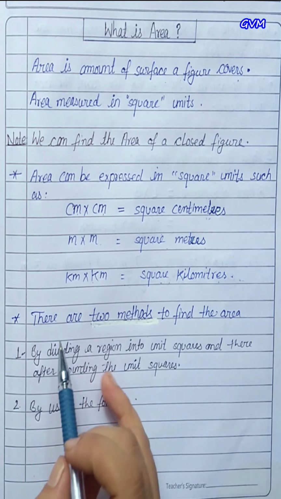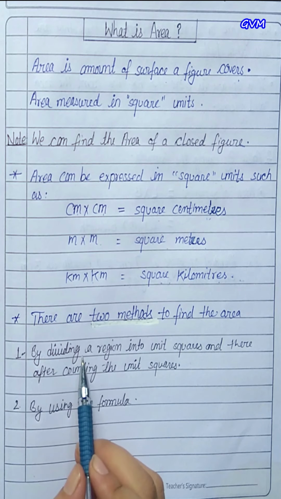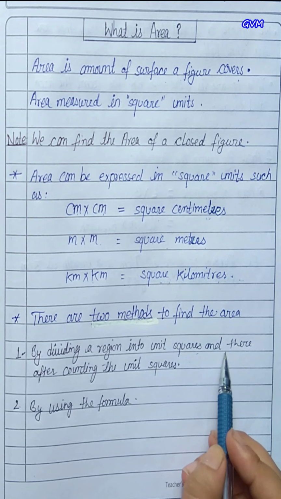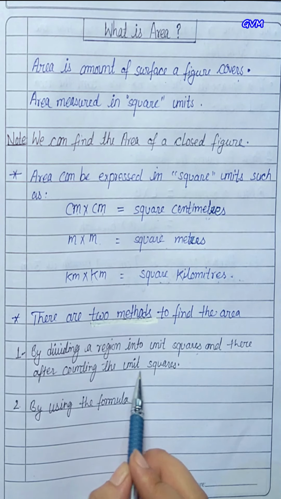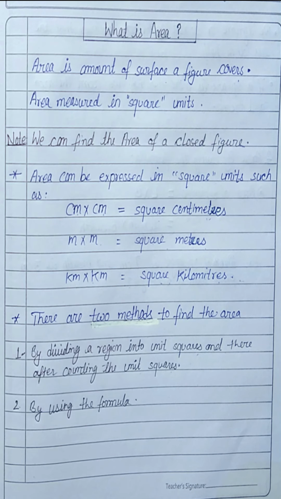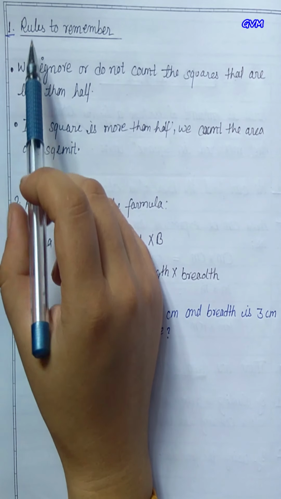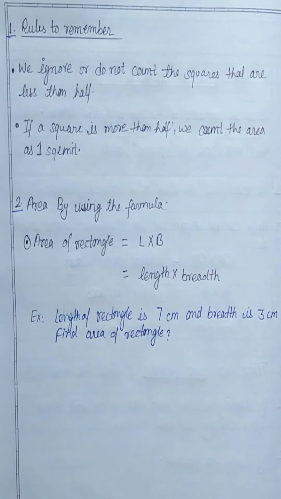ओके. नाउ देयर आर 2 मेथड्स टू फाइंड आउट द एरिया. हम एरिया को 2 मेथड से फाइंड आउट कर सकते हैं. फर्स्ट वन इज बाय डिवाइडिंग अ रीजन इनटू यूनिट स्क्वायर्स एंड देयर आफ्टर काउंटिंग द यूनिट स्क्वायर. सो हम किसी भी रीजन को स्क्वायर में डिवाइड करके उन स्क्वायर्स को काउंट करके एरिया फाइंड आउट कर सकते हैं, जैसे कि अभी बुक में हम स्टैम्प्स के लिए फाइंड आउट कर रहे थे एरिया. ओके. नाउ सेकंड, बाय यूजिंग द फॉर्मूला. नाउ फॉर फर्स्ट, when we are using some region and dividing it into unit squares.